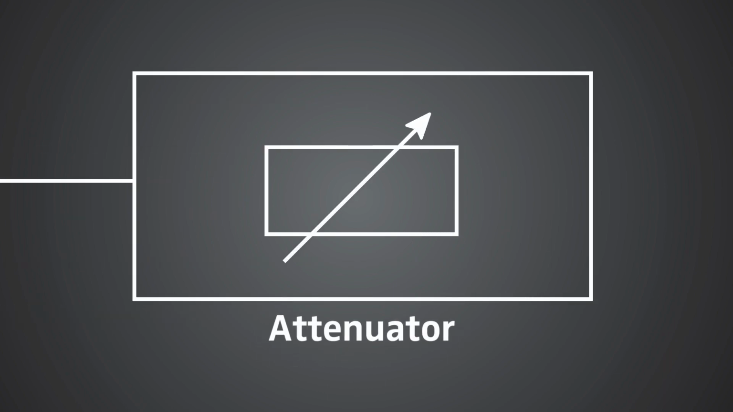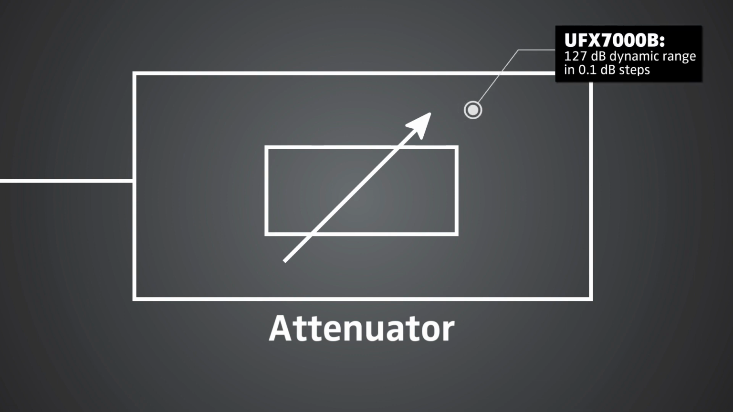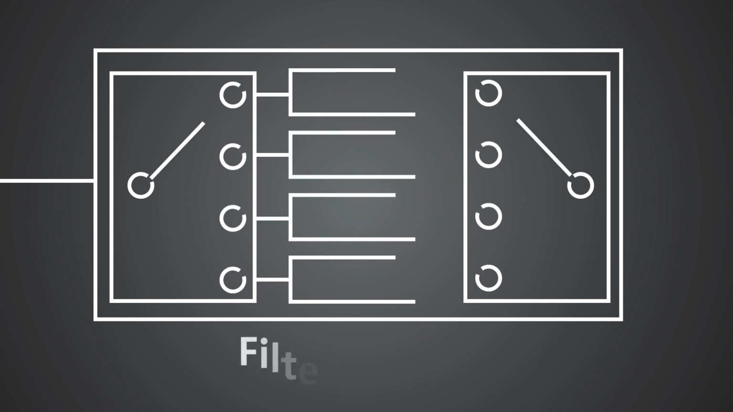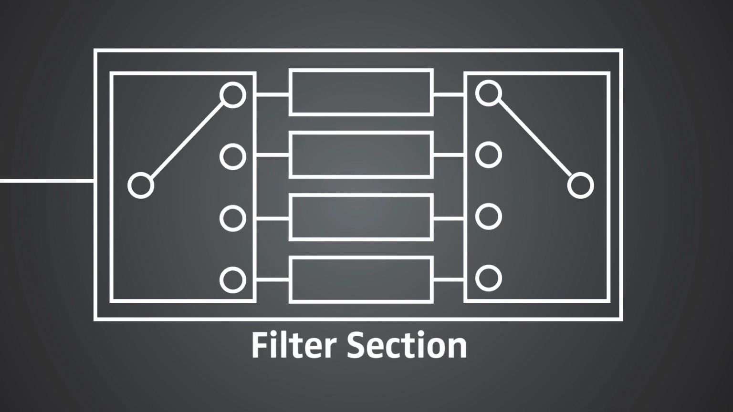of the noise signal. The UFX-7000B can control attenuation in 0.1 dB steps over a 127 dB dynamic range. After the attenuation stage is a switchable filter bank that enables designers to change the video bandwidth and apply frequency band limitation to determine which bandwidth of noise is most appropriate for that specific laser weapon.